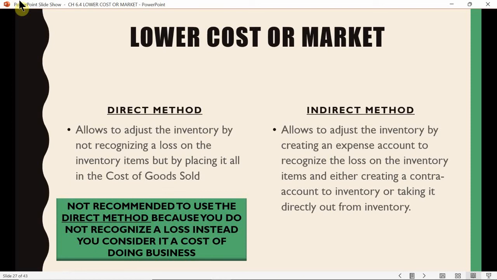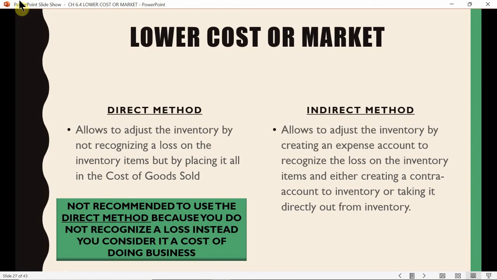Again, I don't recommend you to use the direct method, because you're taking a loss due to the market adjusting. It's definitely a loss for sure, and as a person who does inventory management and things like that, I don't recommend using it, because you don't want to sweep things under the rug and put it into the cost of goods sold. Even though it is a correct method and a valid method.